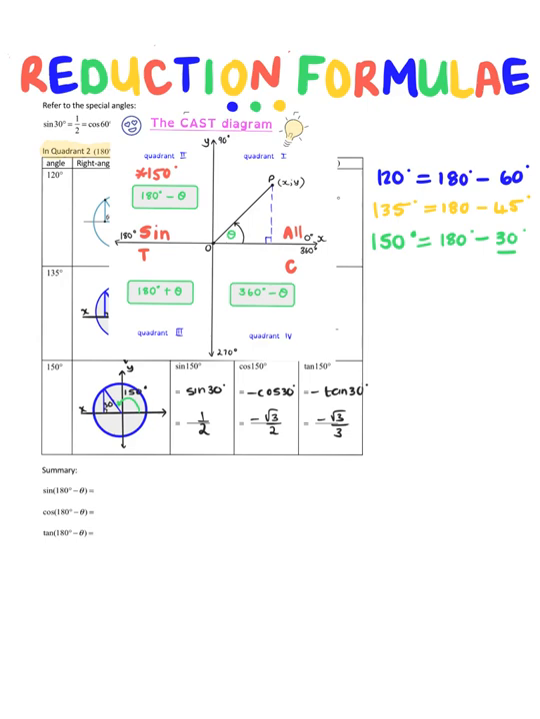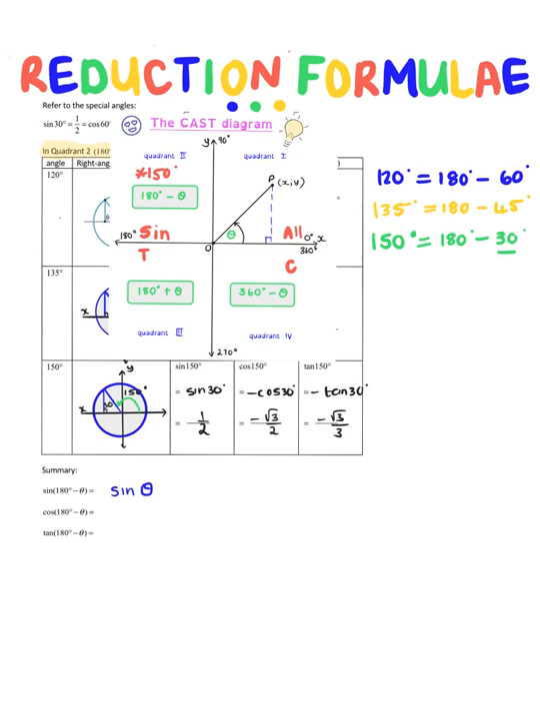Isn't it super interesting? All right, so we've done some beautiful reduction formula here. We've just been focusing on working in quadrant 2. So let's summarize then what we have learned. In quadrant 2, sine of 180 minus theta comes out as positive sine theta. Remember that theta is that acute sized angle we've reduced down to.